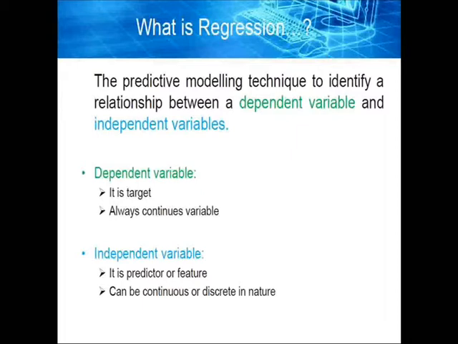Now this regression module shows the relationship between the dependent variable and the independent variable to get the output of the machine learning algorithm. We consider the dependent variable as a target and independent variables as a feature, or we can consider it as a predictor. The dependent variable is always a continuous variable, whereas the independent variable may be continuous or discrete in nature.